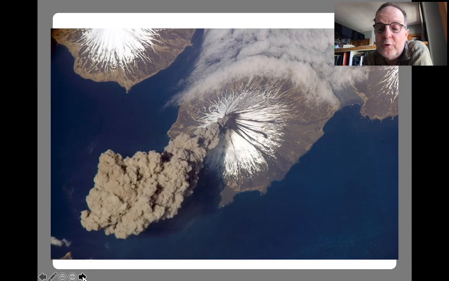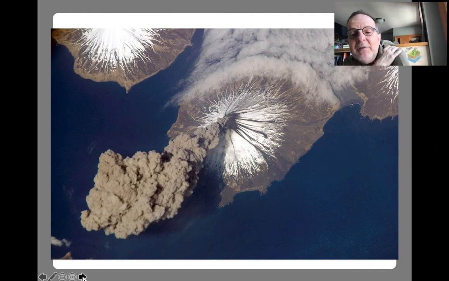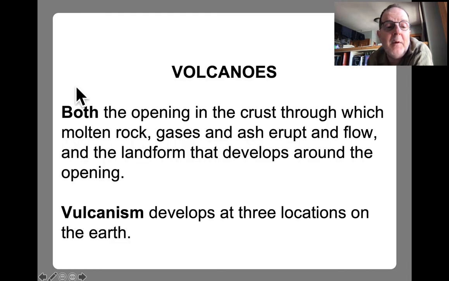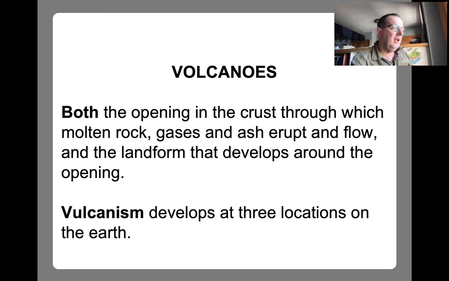Now we're going to move on to volcanoes. This is a famous shot of the Cleveland volcano in the Aleutian Archipelago, part of the United States, part of Alaska, erupting with smoke and ash. And we want to just learn the basics of volcanoes. It's another example of a force of nature that occurs as a result of plate tectonics.